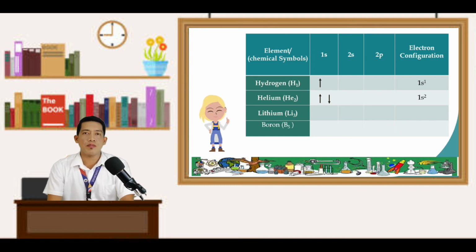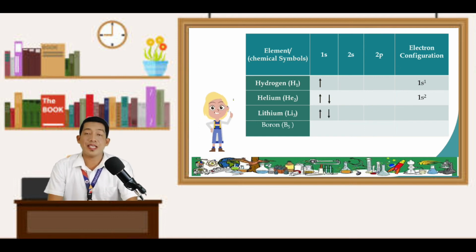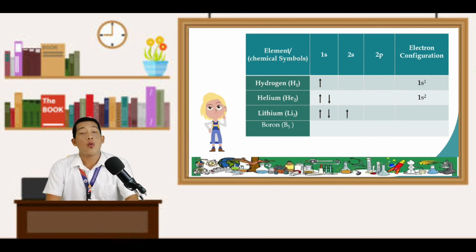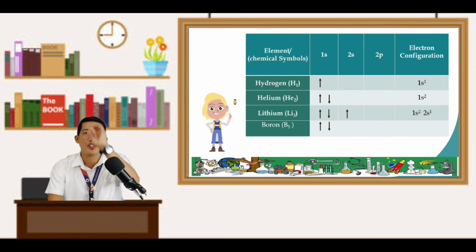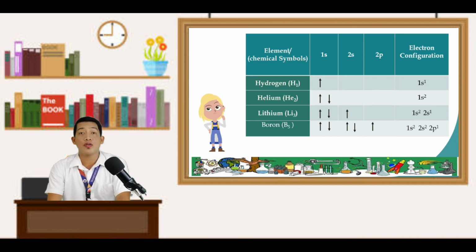Same with lithium. We have Li, 3, 1 up, 1 down, 1 up. That's why for electron configuration, we have 1s2 2s1. And last, boron, which is 5: 1 up, 1 down for the first energy level. Then for the second energy level, we have 1 up, 1 down, and then so on for the p orbital, 1 up. If you count them, the total is equal to its atomic number.